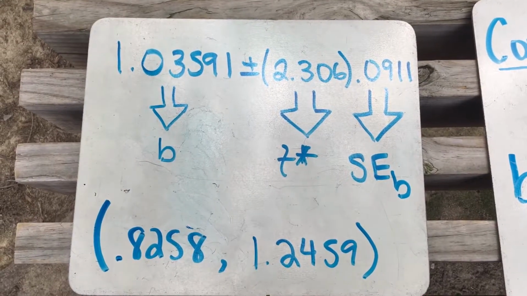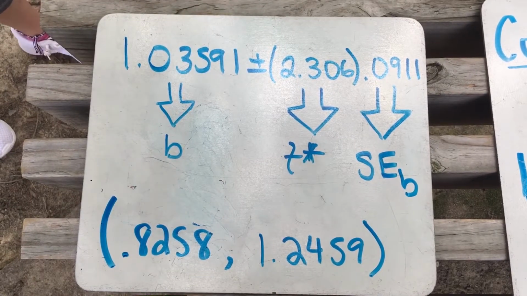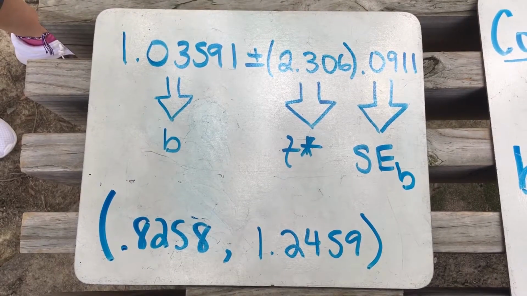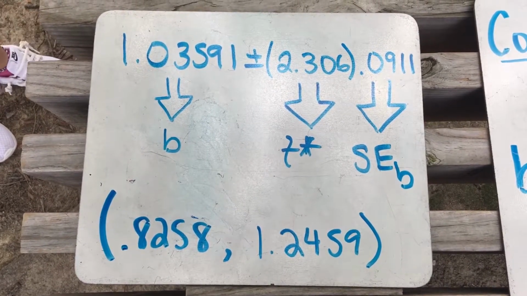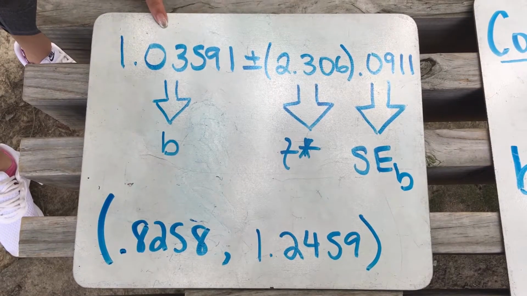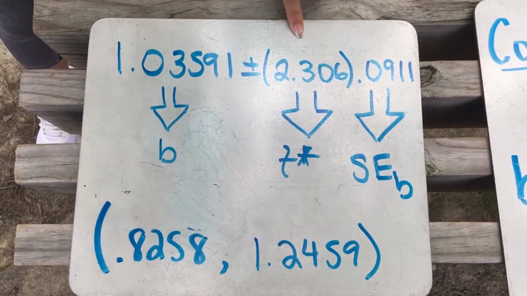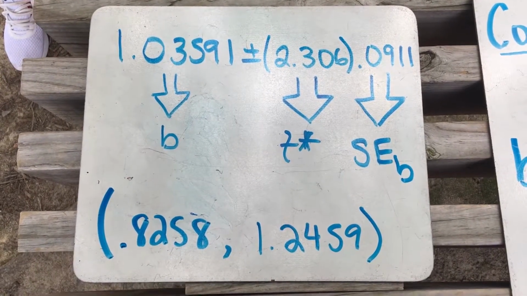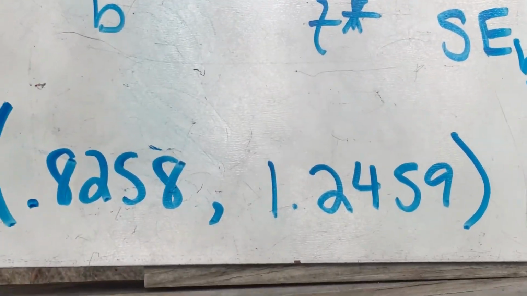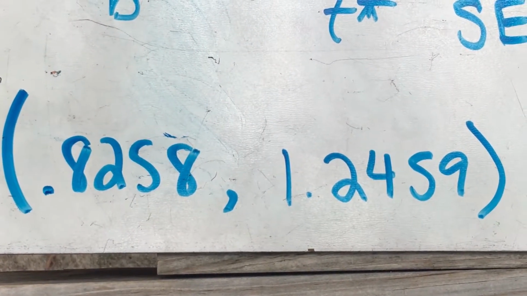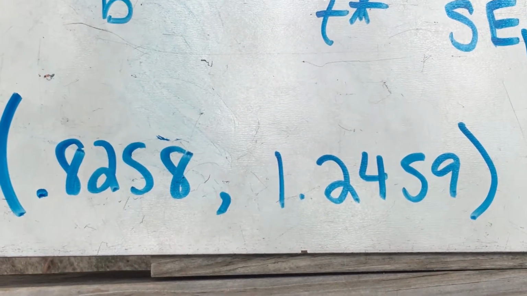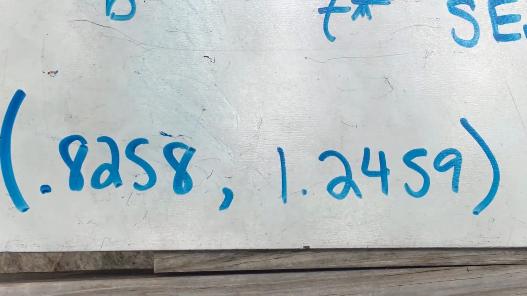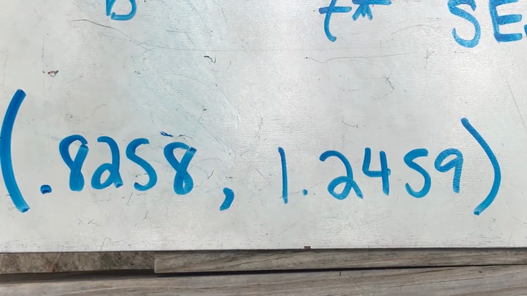The resulting confidence interval is 1.03591 plus or minus 2.306 times 0.0911, where B is your first number, T star is the second, and your standard error of the slope is the last one. This interval simplified down can just be shown here, and our final conclusion would be that we are 95% confident that the true slope of the line is between 0.8258 and 1.2459.